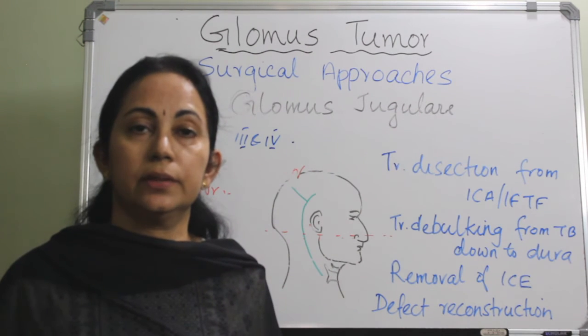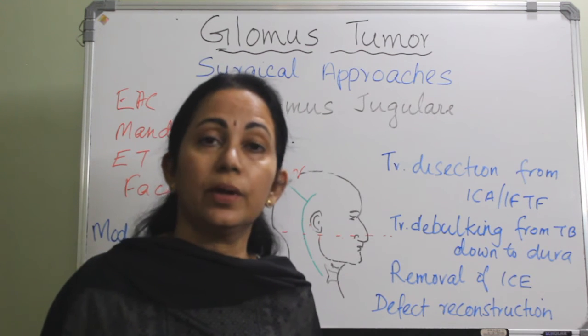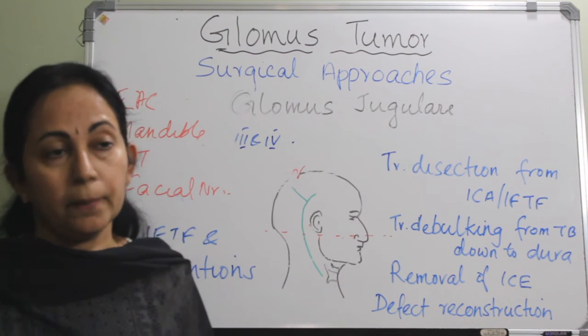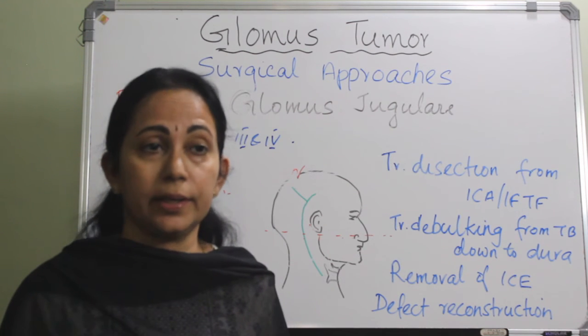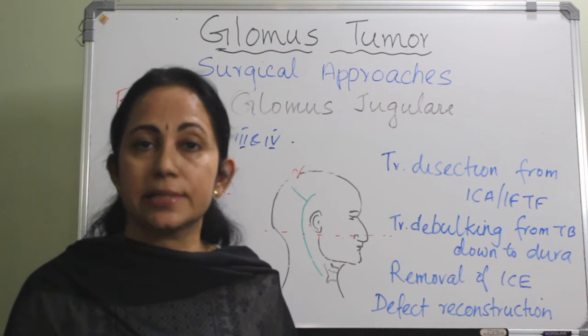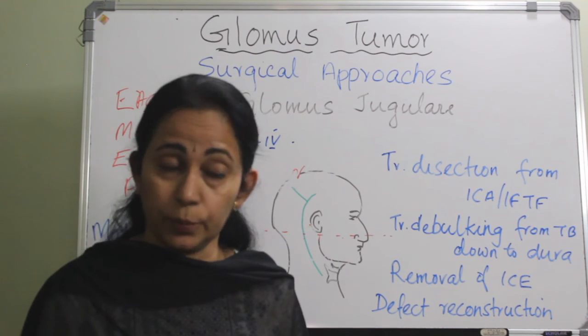Intracranial extension of the tumor was once taken as a criterion for unresectability. But nowadays this intracranial extension is not taken as a contraindication. It is usually done as a single unit. Along with the tumor, this intracranial extension is also removed.